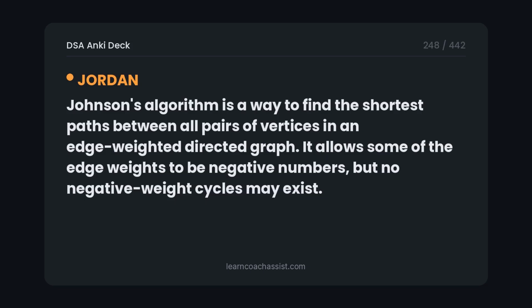Johnson's algorithm is a way to find the shortest paths between all pairs of vertices in an edge-weighted directed graph. It allows some of the edge weights to be negative numbers, but no negative weight cycles may exist.